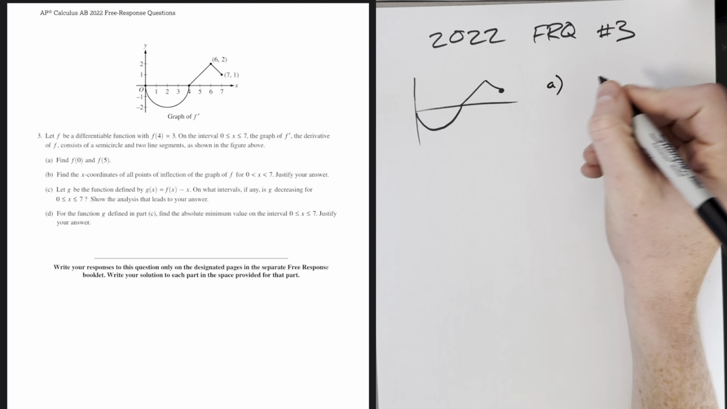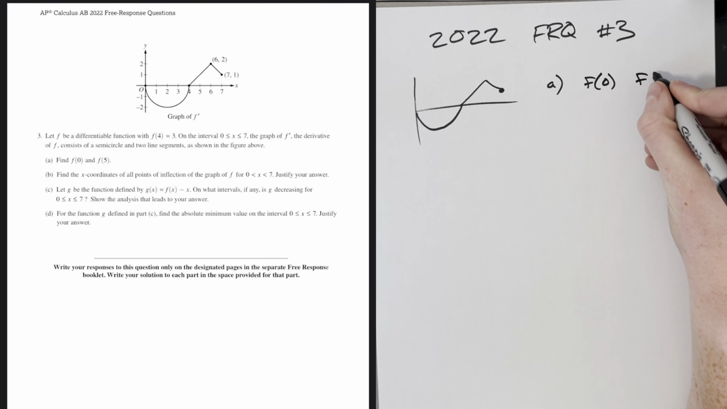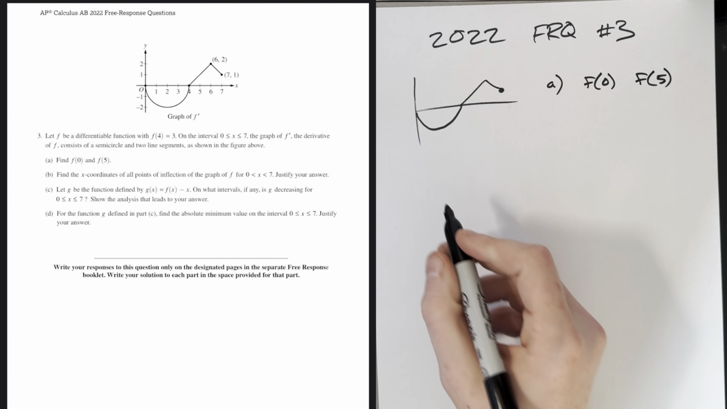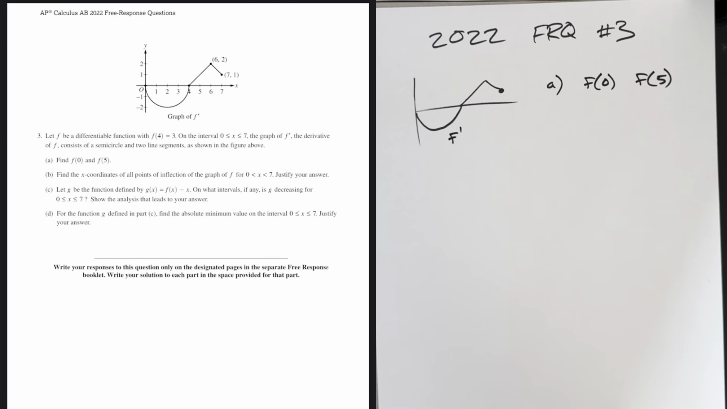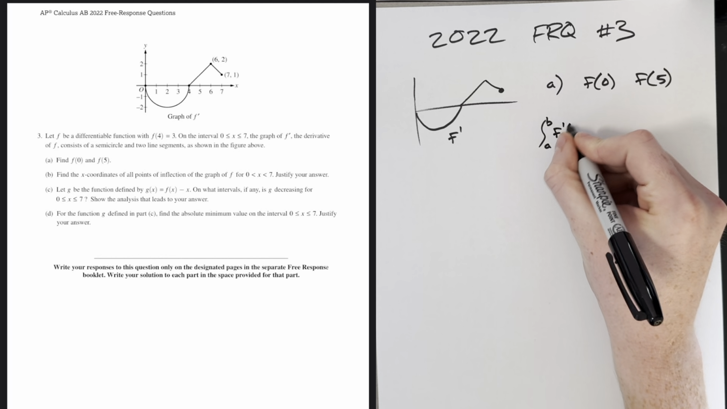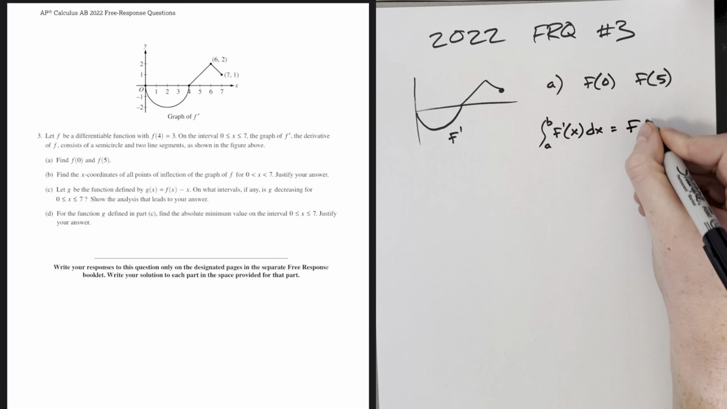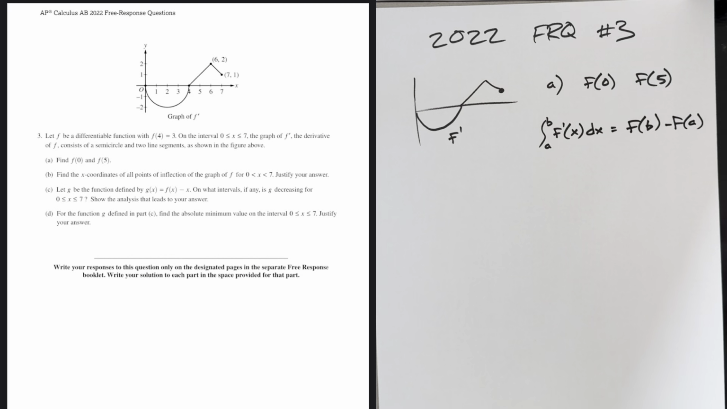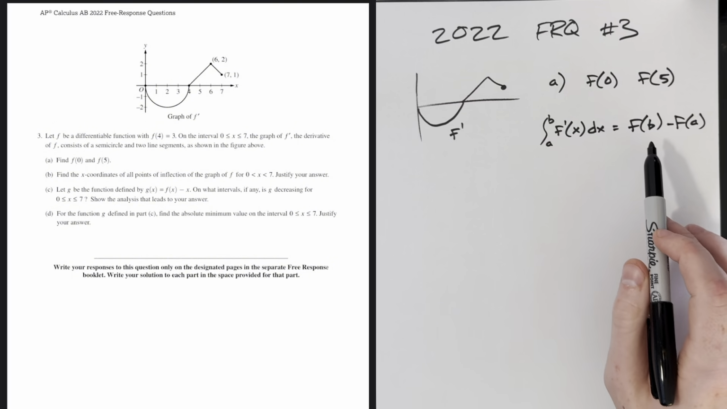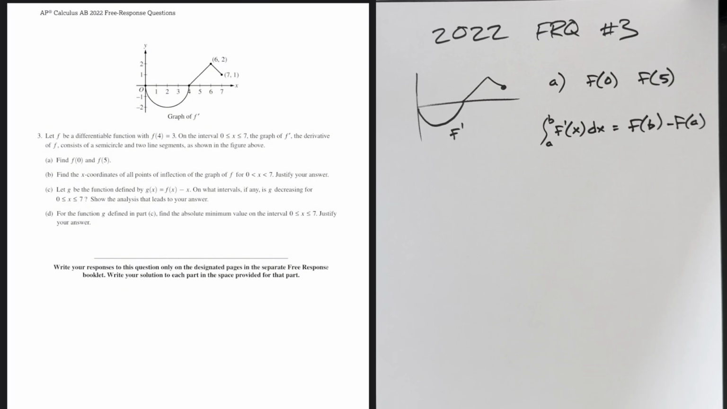Now, let's work on it. So part A, it wants us to find f of 0 and f of 5. Now, let's think about what we could figure out. The first thing I could find is a definite integral of our derivative, because this is a graph of f prime, right? So for instance, if I were to do the integral from a to b of f prime of x dx, this would equal f of b minus f of a. And this integral right here will represent the area under the curve over this interval. And then f of b and f of a are just 2 points, which we might want to solve for, right? So what we can do is find the area under the curve from a point that we know, maybe a, to help us solve for f of b.